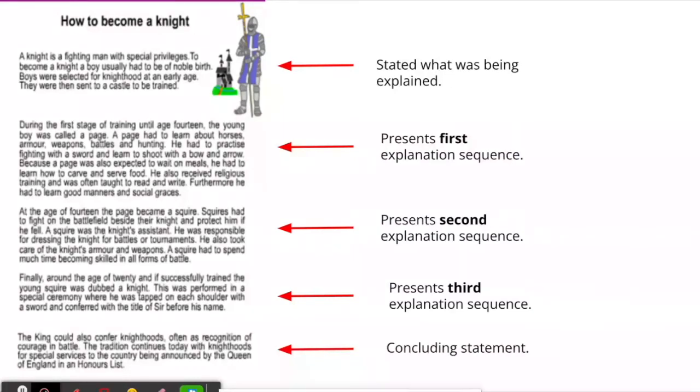All right, then it presents the first explanation sequence. That was about the first stage of training until the age of 14. It then presents the second explanation sequence at the age of 14. And then it presents the third explanation sequence, which describes what happens to the knight at around the age of 20. And then it ties in a concluding statement, which just gives a bit of additional information about what happens after that stage as the king.